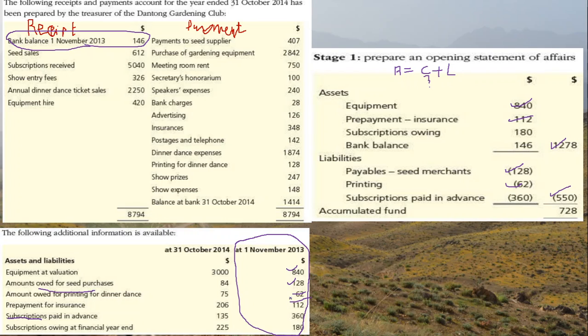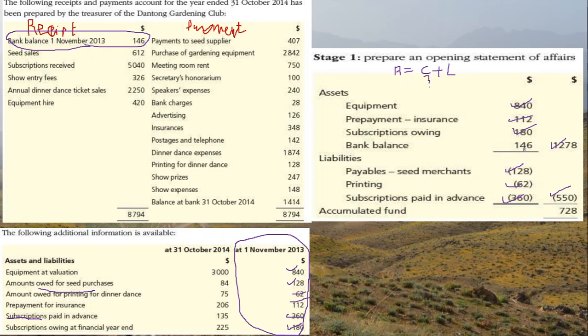And advance incomes are always liability for us. So advance income of 360 becomes your liability. Here is your 360 that way. Then we go to 180. That's 180 is your subscription owing at the financial year end. Subscription owing at the financial year end means at the end of the year we have 180 receivable. So 180 receivable becomes our current asset. So it goes up here 180.